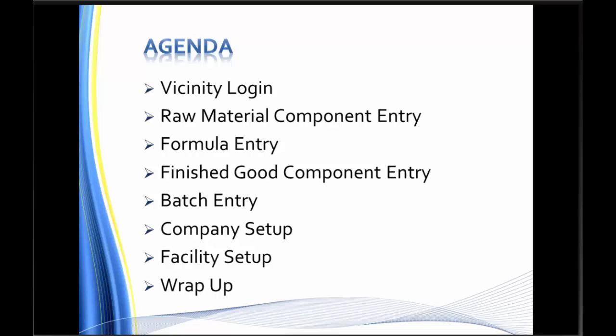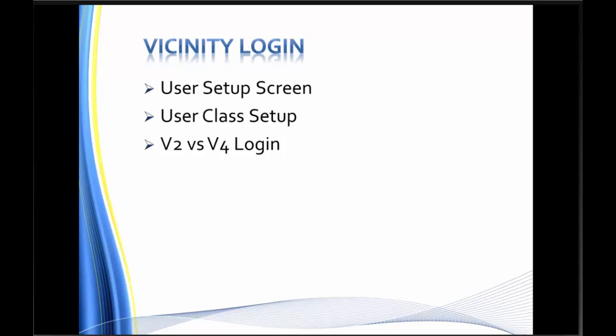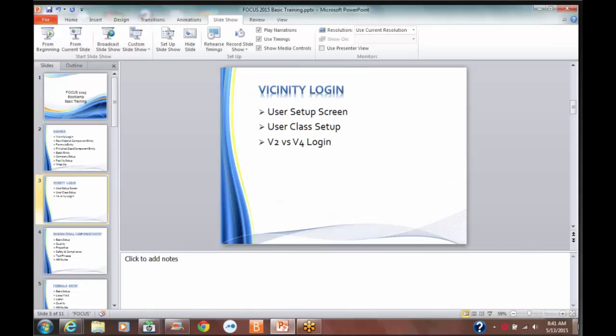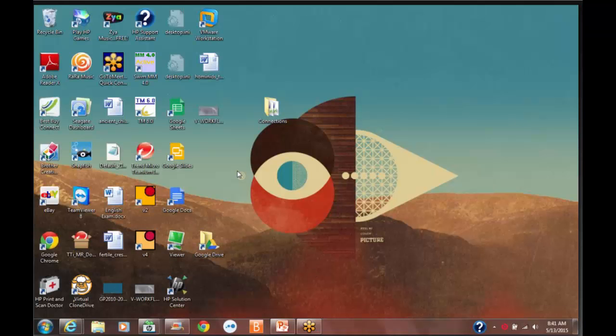So I'm going to start covering a couple gotchas with the login itself throughout the day, raw material formula, finished good batch, then those couple setup things. So when we're dealing with the Vicinity login, a couple different things that I want to cover. The first is how do you set up a new user, and also how you get in these programs.